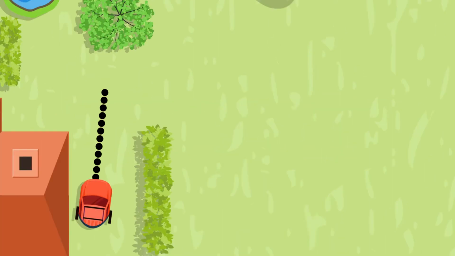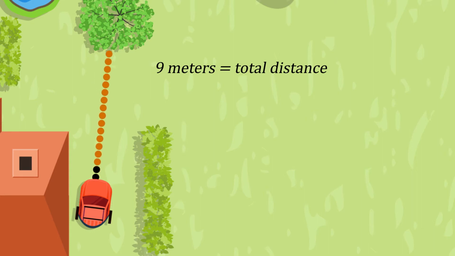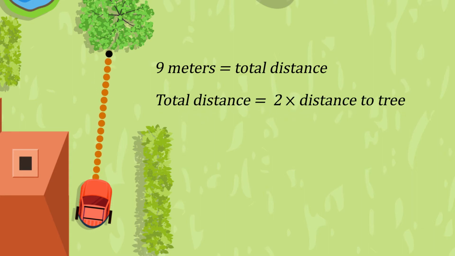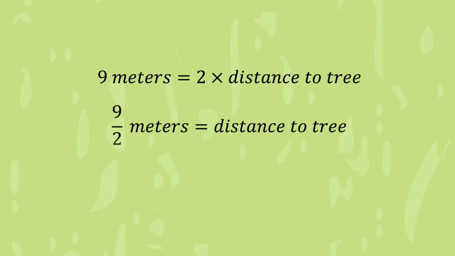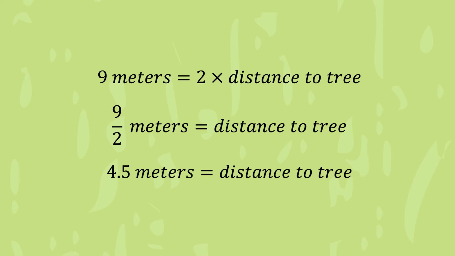We know that the light pulse traveled 9 meters. That's our total distance. However, that counts the trip from the robot to the tree and back again. So the robot is actually only half that distance from the tree, 9 divided by 2, which tells us the robot is 4.5 meters away, or about 15 feet from the tree.